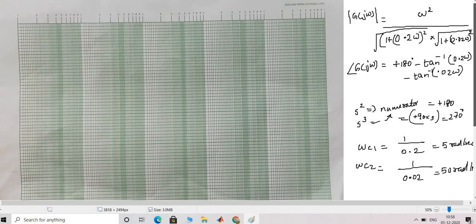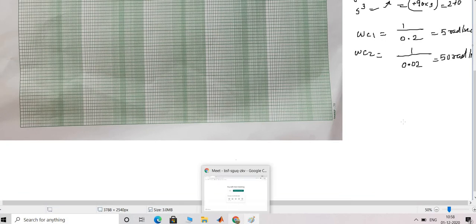So what is the next step? If we find out omega c1 and omega c2, the next step is to form the table. So we can form a table with omega and g of j omega.